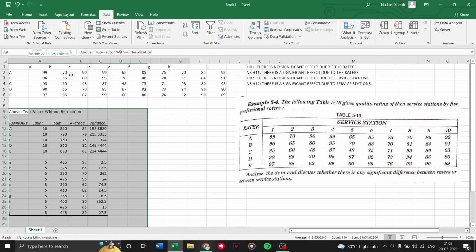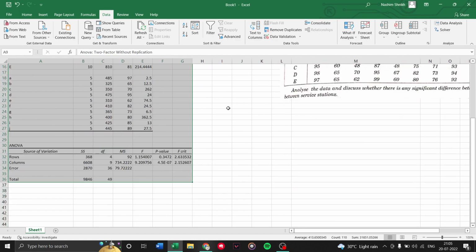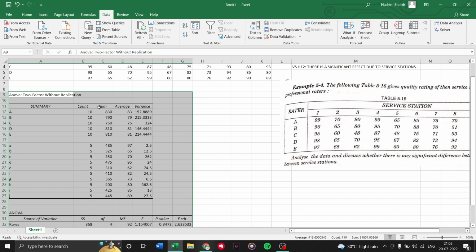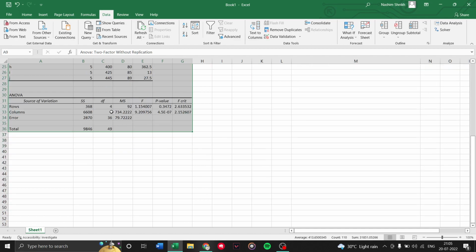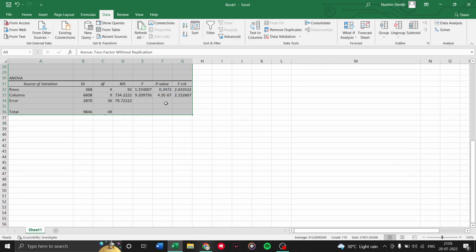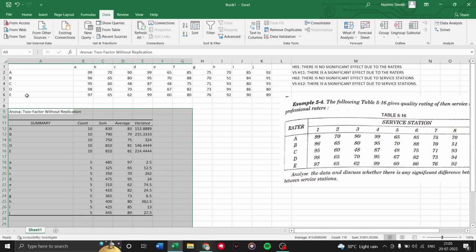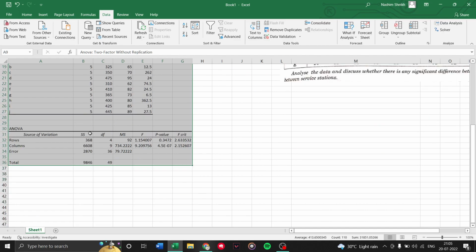Now the interpretation part. See, the summary table is not that much of use, it's okay, but now we come to the ANOVA table. Here the rows are the raters, the capital A, B, C, D, and the columns are the service stations, the small a, b, c, d up to j. The SS means the sum of squares, DF is the degrees of freedom, and MS is the mean sum of squares, which is obtained by dividing the sum of squares by their corresponding DFs.